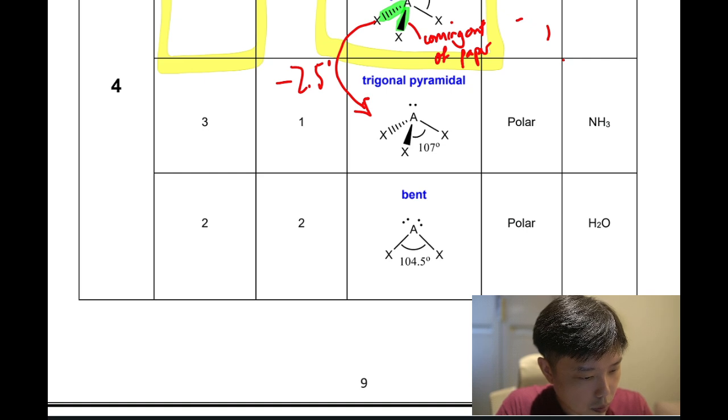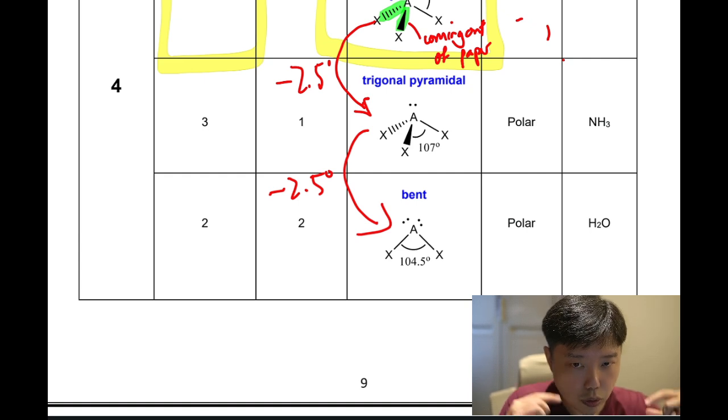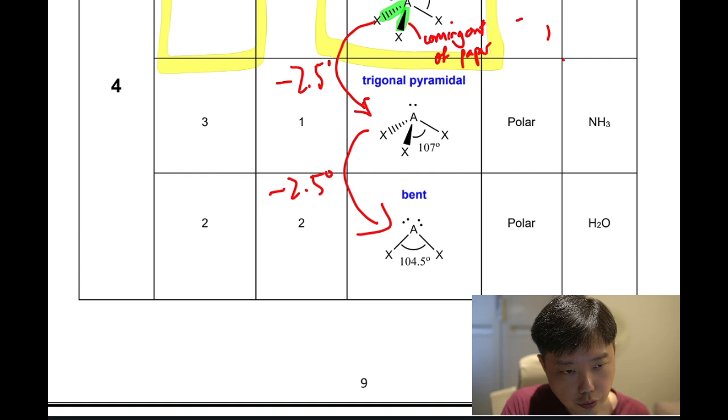For this bent shape, your angle will be a further 2.5 degrees smaller, because of the 2 lone pairs exerting this repulsion towards the 2 bond pairs. So it will be another 2.5 degrees smaller. So the bond angle is 104.5. Some schools will put 105. That is okay, because the bond angle for water molecule is indeed 105. So anything from 104.5 to 105 is acceptable.